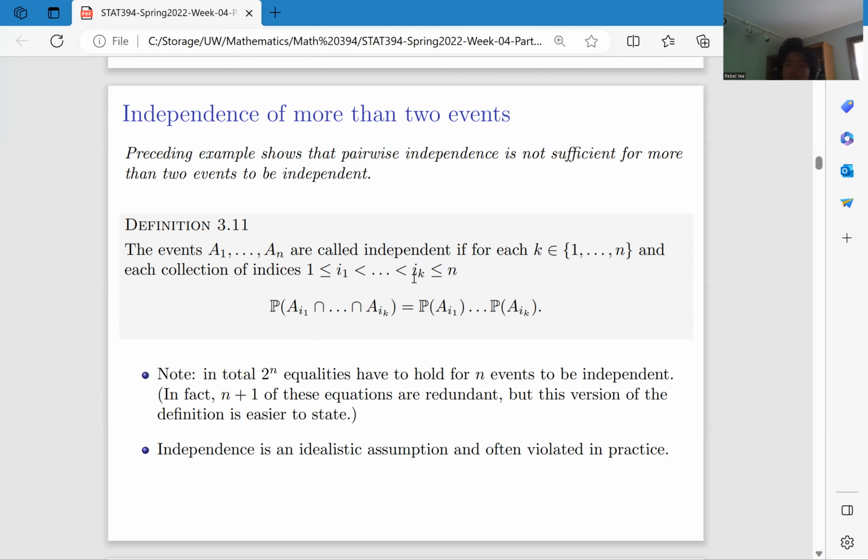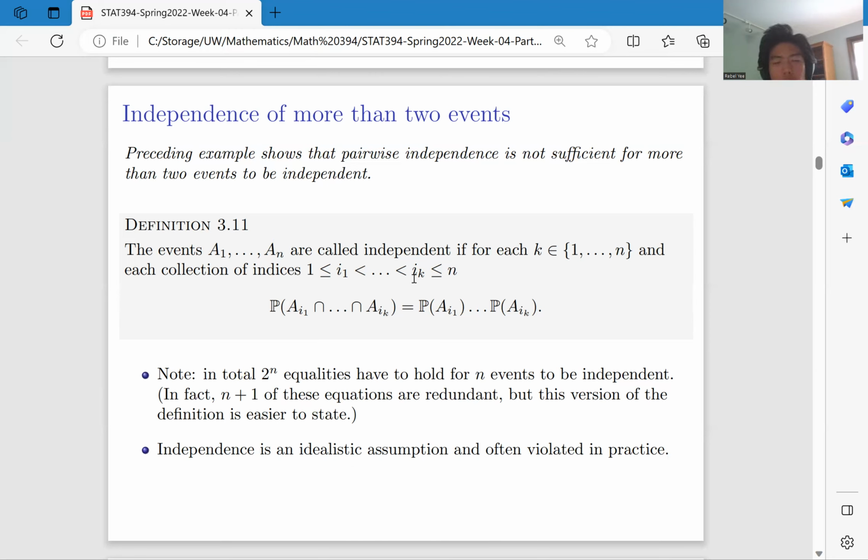Because for each of the events, A1, we can say it's inside or outside. For A2, it can be inside or outside. A3, inside or outside. So for each of the Ai, we have 2 possibilities, whether it is counted in our examination or not. If there are n single events, we have 2 to the power of n, like 2 times 2 times 2 for n. So that's 2 to the power of n equalities we have to check.